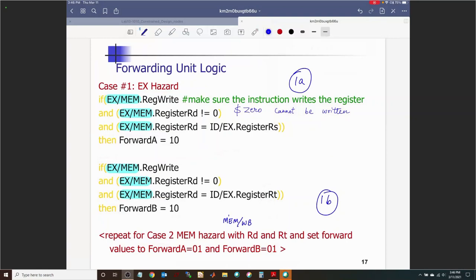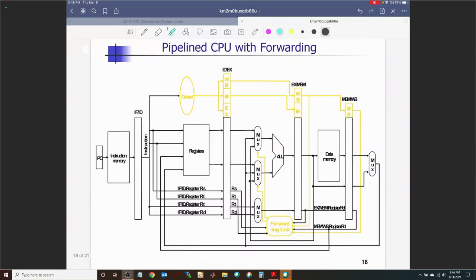Wait, I can just do this. You guys get the idea. Everything over there should be replaced with this. And then this and this will be replaced with that and that. Okay. So this is your pipelined CPU with forwarding unit. Everything else is the same, except now we have added this forwarding unit and the two muxes. So this is everything all in one picture.